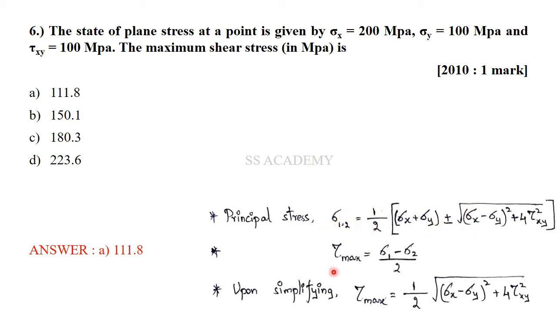As we know, tau max is equal to sigma 1 minus sigma 2 by 2, that is the formula for maximum shear stress. Upon simplifying, by substituting this formula here, we get tau max in terms of sigma x, sigma y and tau xy, which they have given. This is a direct formula. If you calculate the other way, you have to find sigma 1 and sigma 2 separately and then substitute. Instead, this is a simple formula which can be remembered easily. Here sigma x is 200 megapascal, sigma y is 100 megapascal and tau xy is 100 megapascal, and the answer comes out to be 111.8.